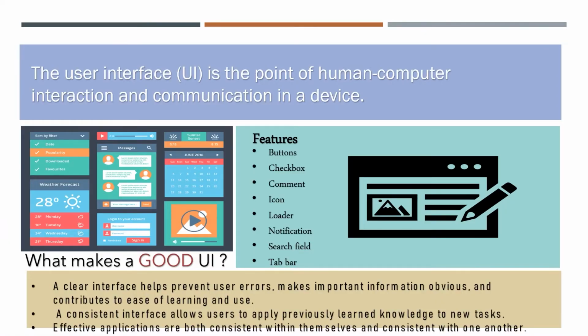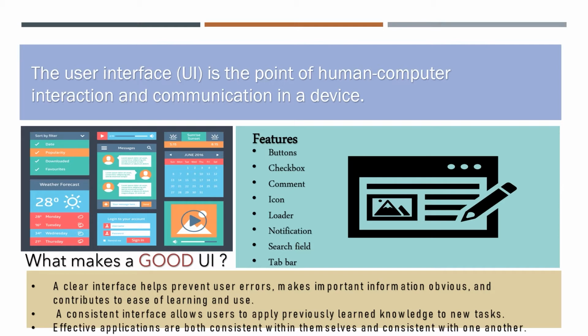The user interface or UI is the point of human-computer interaction and communication in a device. The common features in a UI are buttons, checkbox, command, icon, loader, notification, search field, and tab bar. What makes a good UI is a clear interface. This is because it helps prevent user errors, makes important information obvious, and contributes to ease of learning and use.